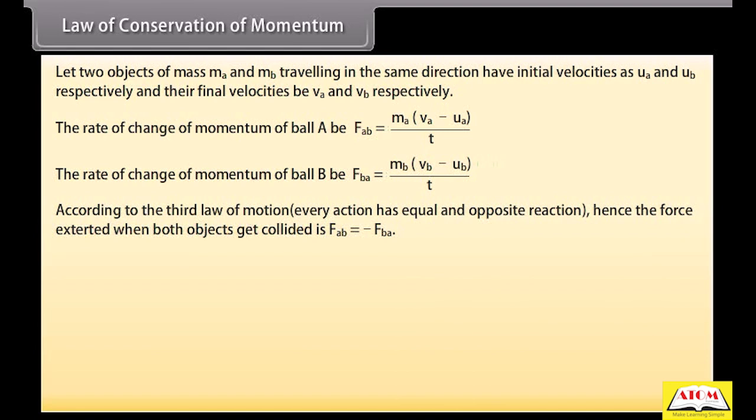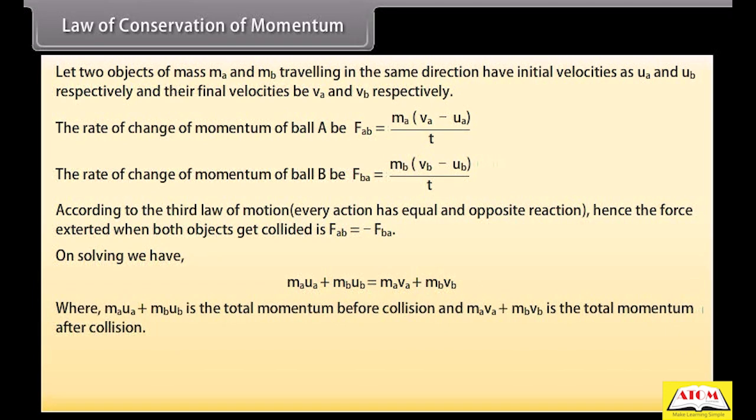According to the third law of motion, every action has equal and opposite reaction. Hence, the force exerted when both objects collide is FAB equals minus FBA. On solving, we have ma ua plus mb ub is equal to ma va plus mb vb, where ma ua plus mb ub is the total momentum before collision and ma va plus mb vb is the total momentum after collision.